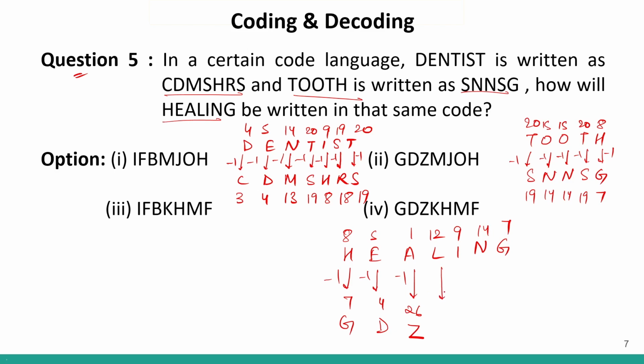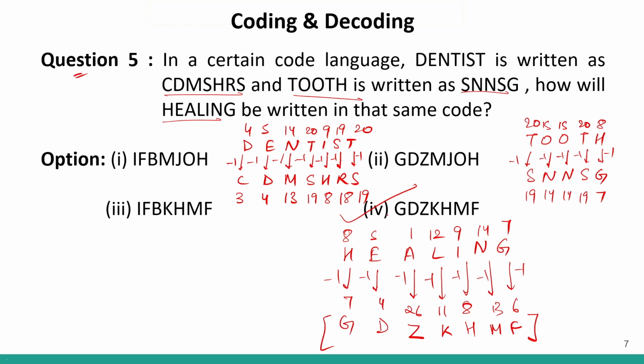Correct? If I do minus 1, I will go back to 11, which is K. If I do minus 1, I'll go back to 8, which is H. Correct? If I do minus 1, I'll go back to 13, which is M. And over here, if I do minus 1, I'll go back to 6, which is F. So my code will be G, D, Z, K, H, M, F. This is given in option number 4. So option number 4 will be the correct answer to this question.